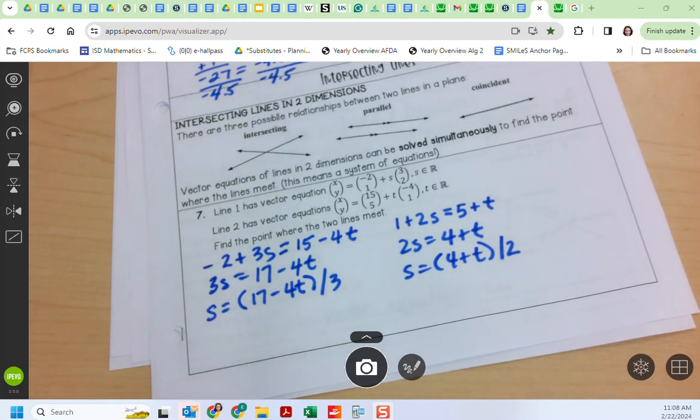And then I'm going to graph this in my calculator. Again, if you're using a different method, totally fine. We should get the same answer. So I'm going to freeze this for a moment while I put this into the calculator.